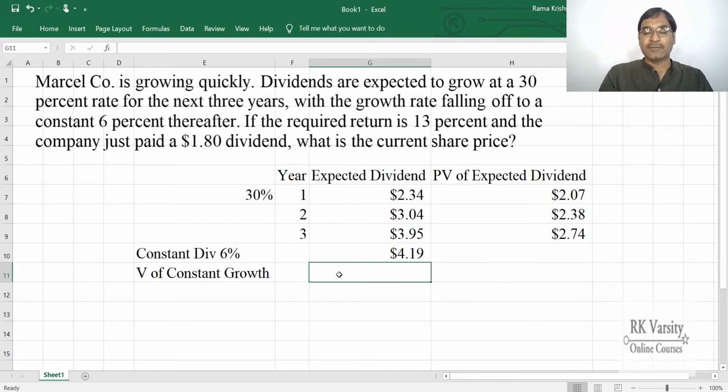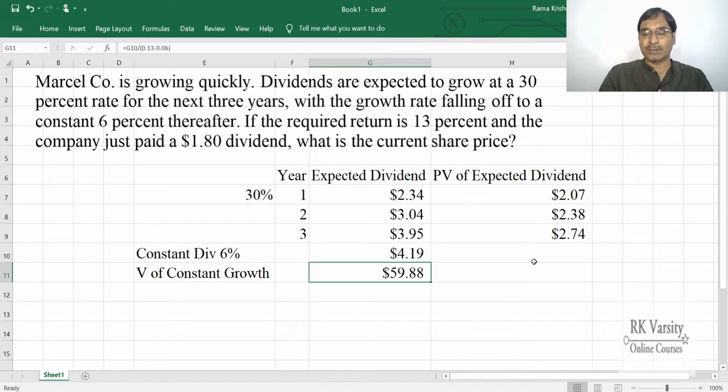So as you know, the value of a constant growth is dividend upon required rate minus growth rate. So this equals to expected dividend, upon your required rate, that is 0.13, minus growth rate 0.06, enter. So this is $59.88, the value under a constant growth. This is after the third year.